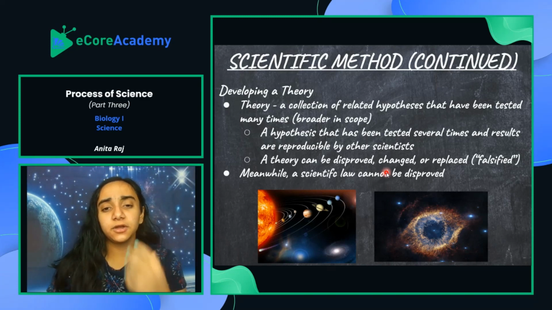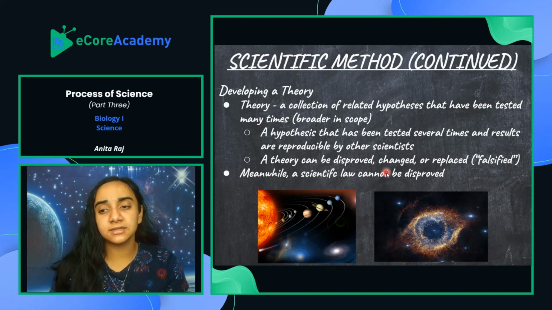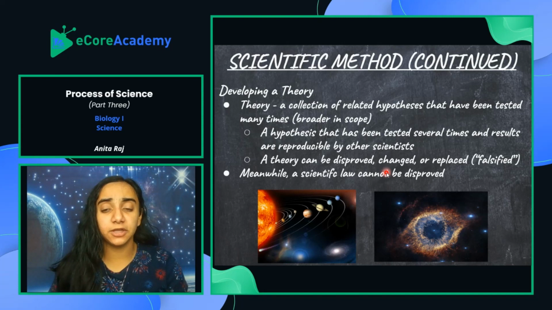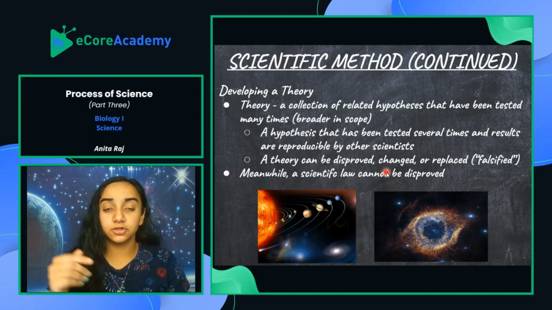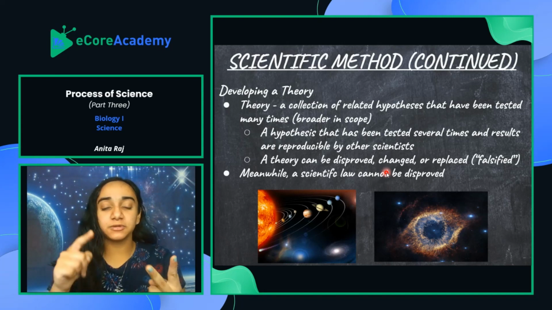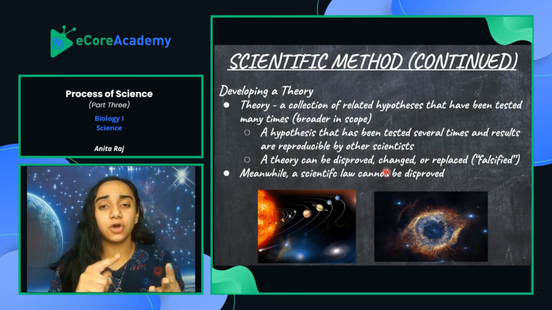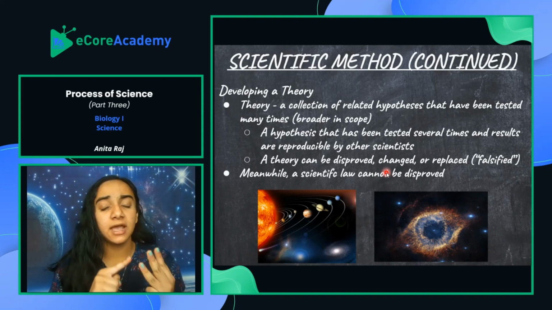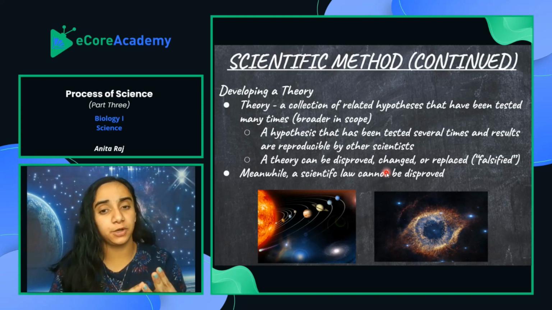So I'm just trying to give you an example. Again, a theory is a hypothesis that has been tested several times, and results are reproducible by other scientists, meaning other scientists can also do the experiment that you did. It's not a super whack experiment. The procedure is clear and the results are reliable, meaning you get similar or the same results every time you do it, no matter who the experimenter is.